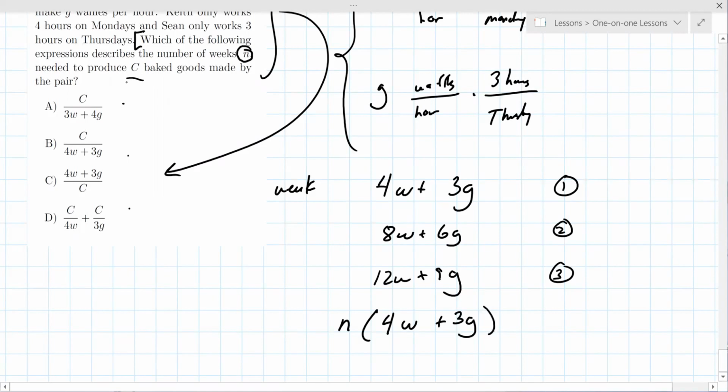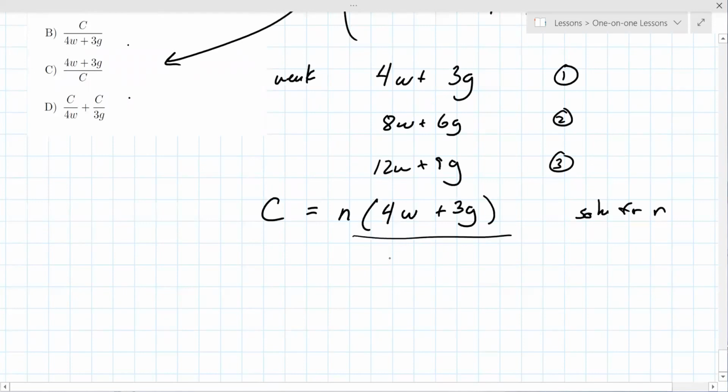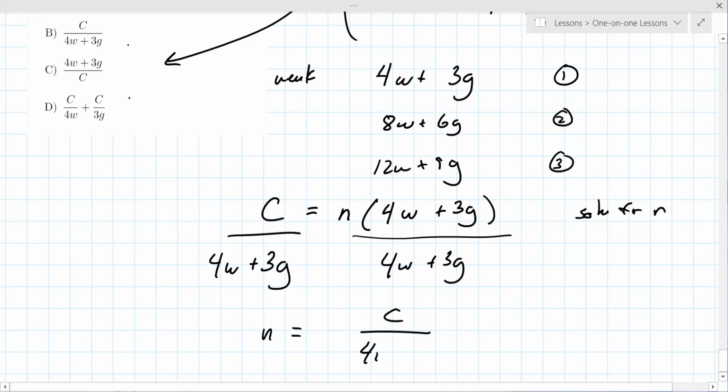So they want to produce C baked goods. Well, this represents the C baked goods. But they're asking for the expression of n. They're saying basically solve this for n. And all you have to do for that is divide by 4W plus 3G. So n equals C over 4W plus 3G.